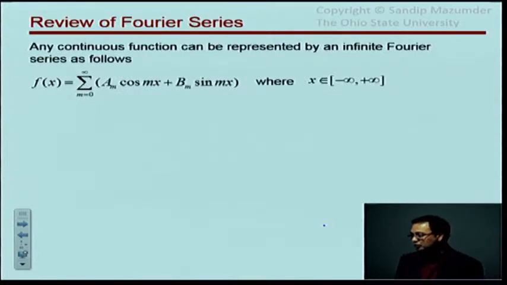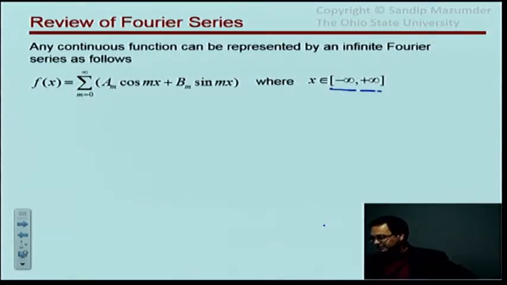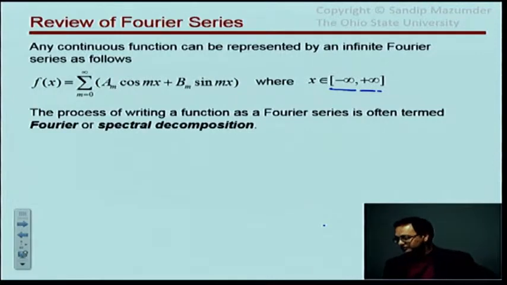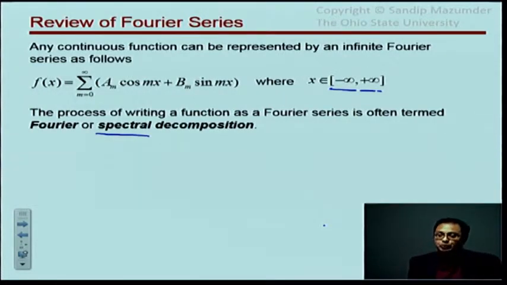So we all know this, that a continuous function can be represented by an infinite Fourier series. Okay, the interval for this is minus infinity to plus infinity. The process of writing the function as a Fourier series is often known as Fourier or spectral decomposition. Okay, the word spectral is an adjective for frequency. Okay, so something that is related to frequency.